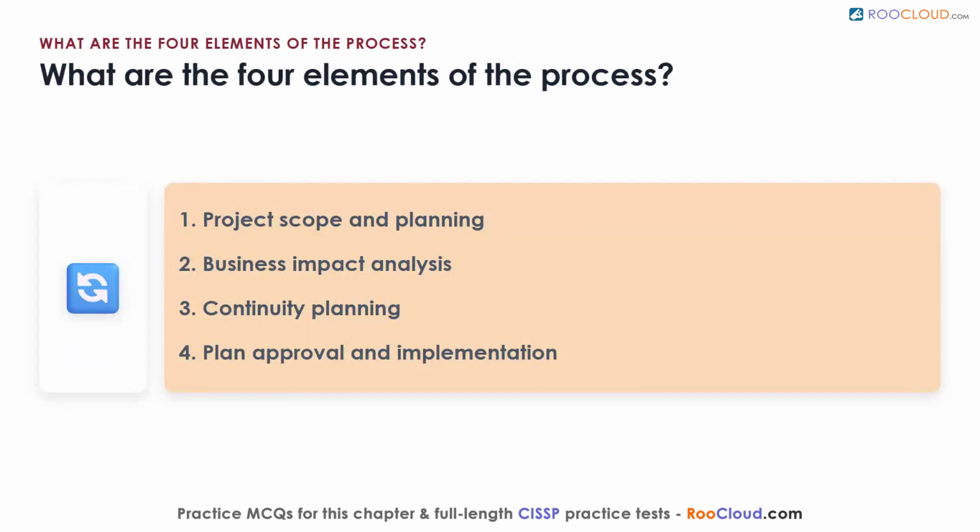What are the 4 elements of the business continuity process? The whole effort breaks into 4 phases that build on each other. First is project scope and planning, where you define what the effort covers and who runs it. Second is business impact analysis, where you figure out which functions matter most and what threatens them. Third is continuity planning, where you design the actual strategies to keep those functions alive. Fourth is plan approval and implementation, where leadership signs off and the plan goes into action.